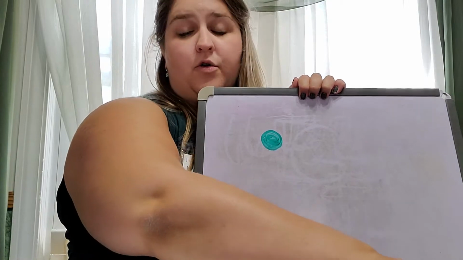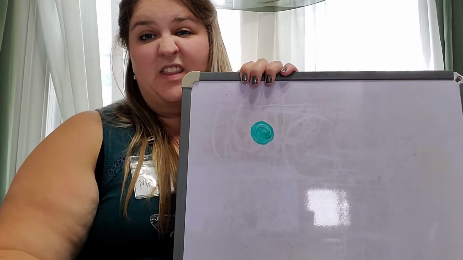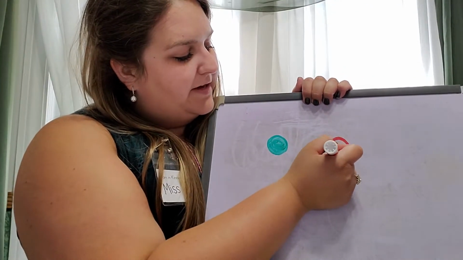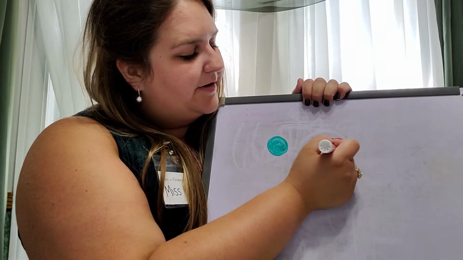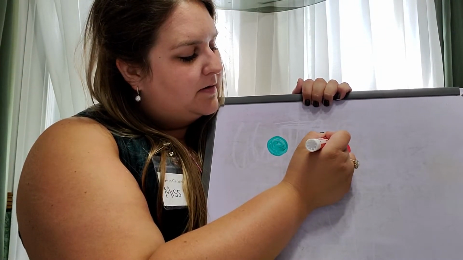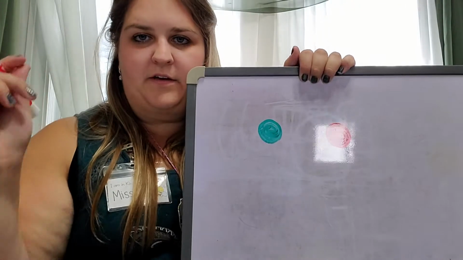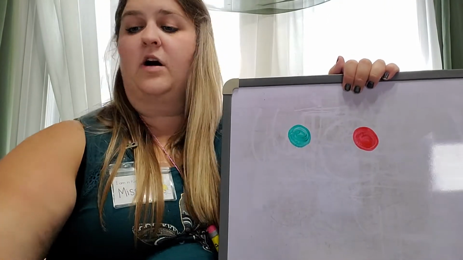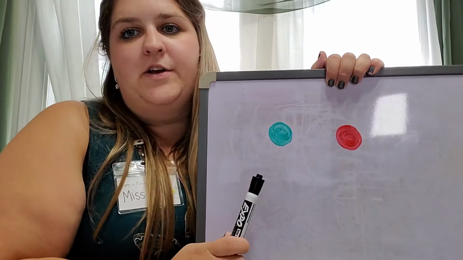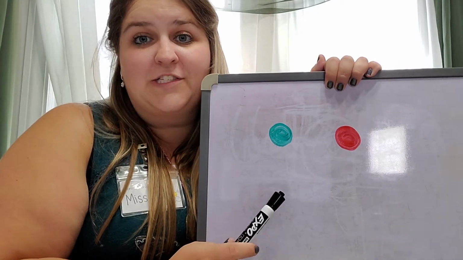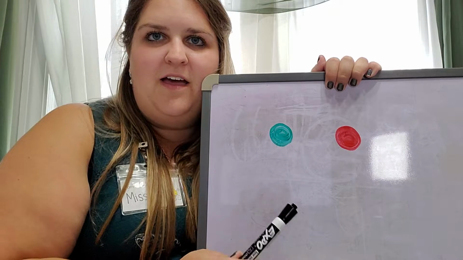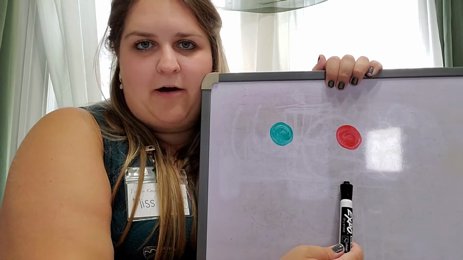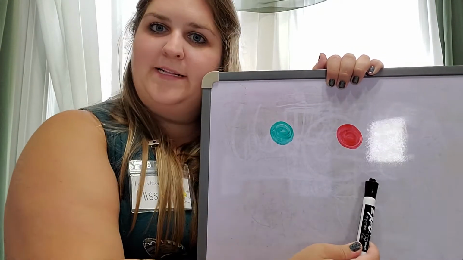Red means the opposite of go. What is it? Stop, right? So I'm going to make a red dot over here next to my green dot. There we go. Green dot, red dot. So this game is called Green Light, Red Light. I'm going to write a number underneath my green dot, and that's our go number. That's where we start counting. And then I'm going to write a number underneath our red light, and that would be the number that we stop counting at. So go and stop.